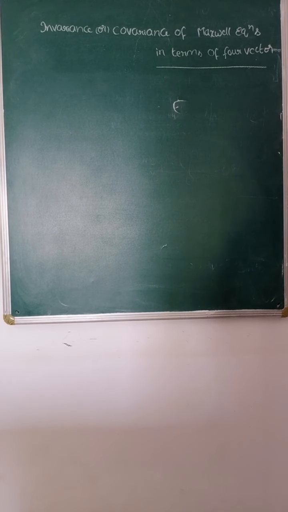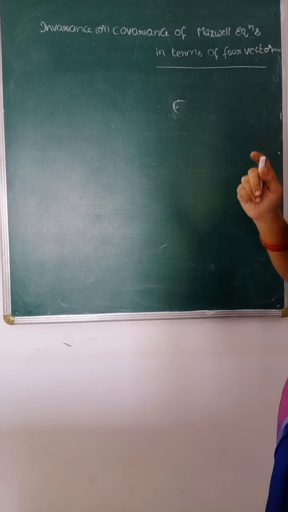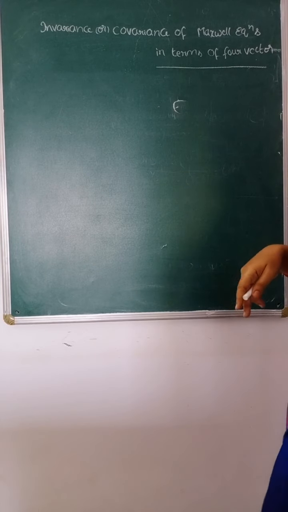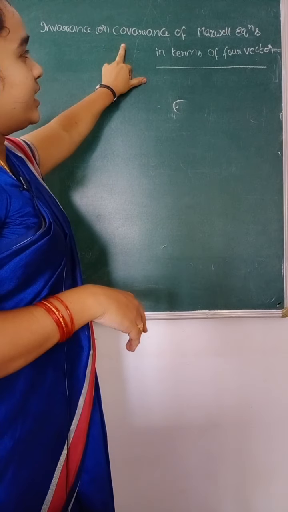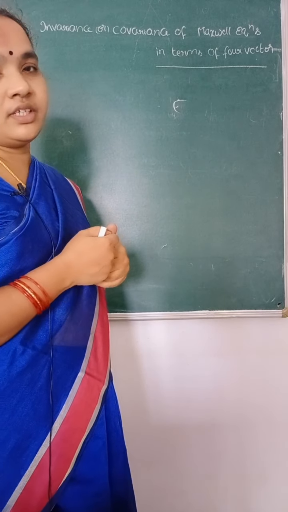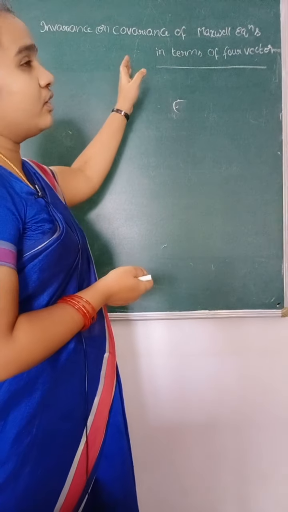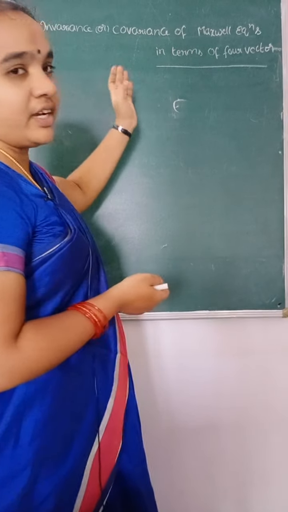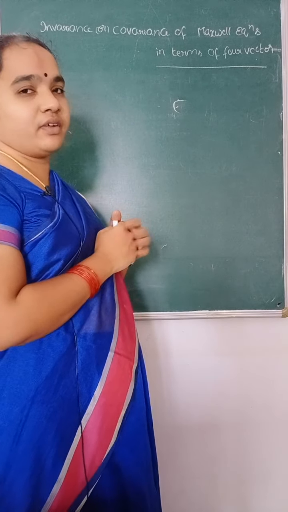Hello students, the next topic is invariance or covariance of Maxwell's equations in terms of 4 vector. Covariance of Maxwell's equations: Maxwell's equations can be expressed in 4 vector form. This is called covariance, and these Maxwell's equations are invariant. They are the same in any inertial frame of reference.